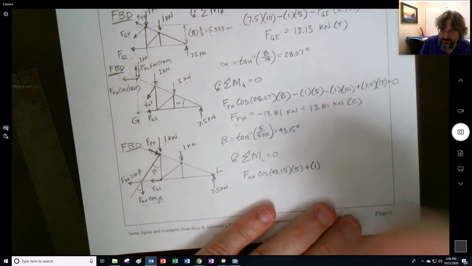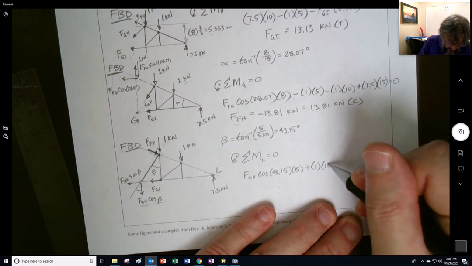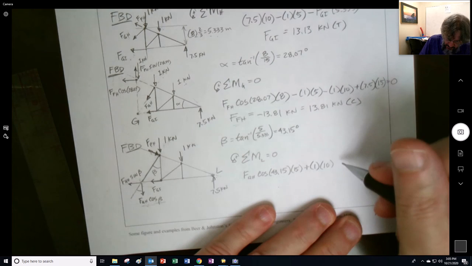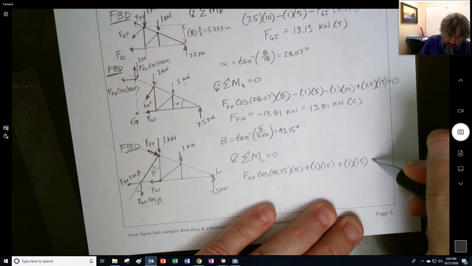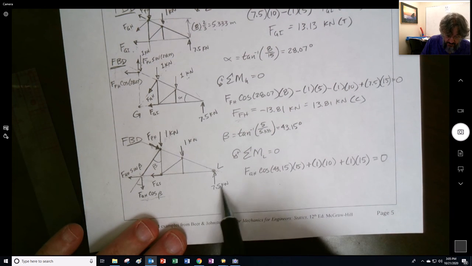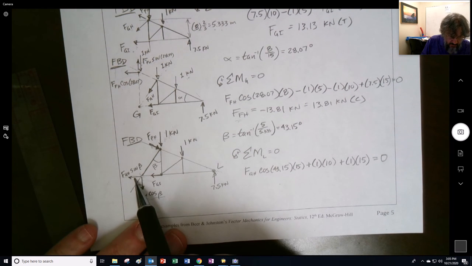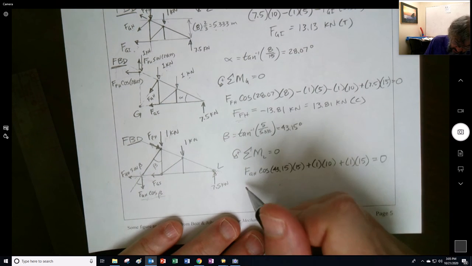We're going to get it wrong. It's going to be compression instead of tension. But that's going to be times 10, because there's 5 and 5, and then plus a 1 and 15. And I think I got them all, right? Because it's about here, so we don't have to worry about these others. So that's our strategy right there.